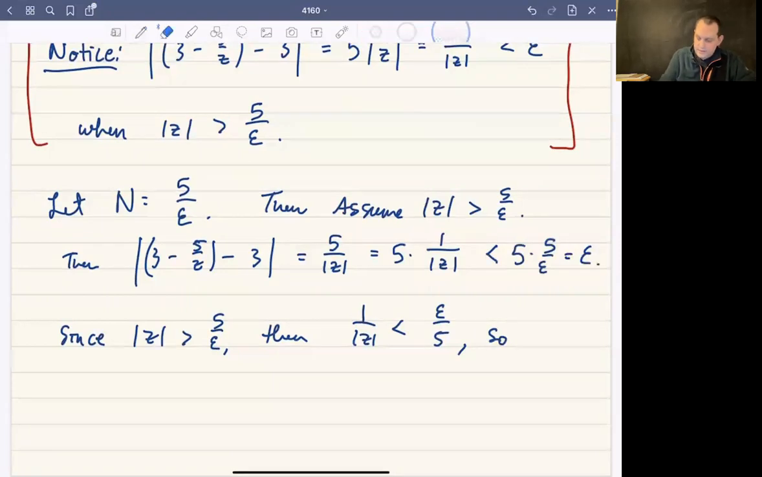The point here is that if we pick capital N to be 5 over epsilon, then we win. Everything works out very nicely according to this limit definition. So this is the formal definition of a limit.